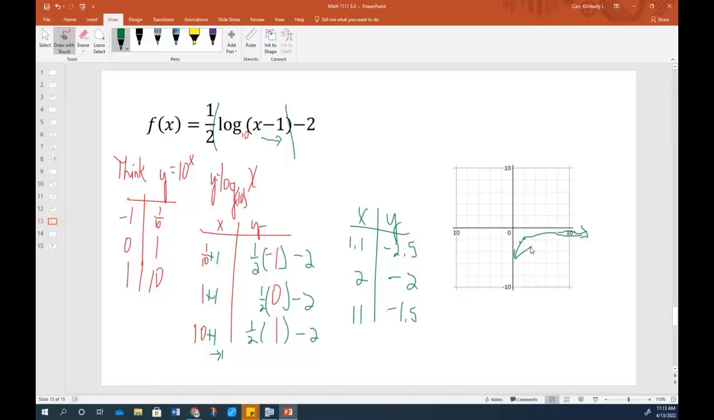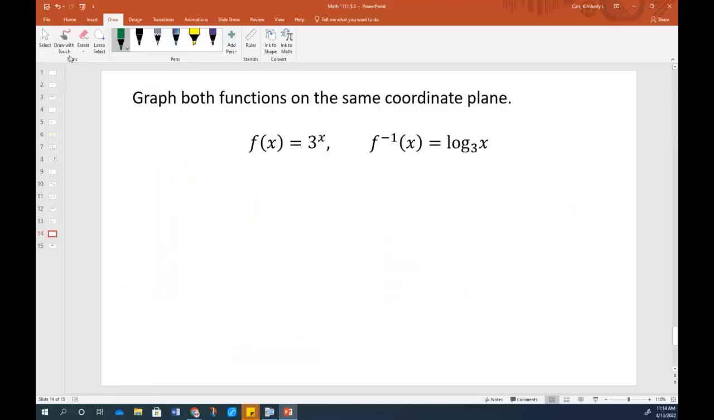So anyway, I did some manipulation of the points. Hopefully you understand what I did, but I am not saying you can't use a calculator to help you do some of your graphing. I get that. But you should be able to identify what is happening with our shifts because we've had that in a previous lesson. Graph both functions on the same coordinate plane.